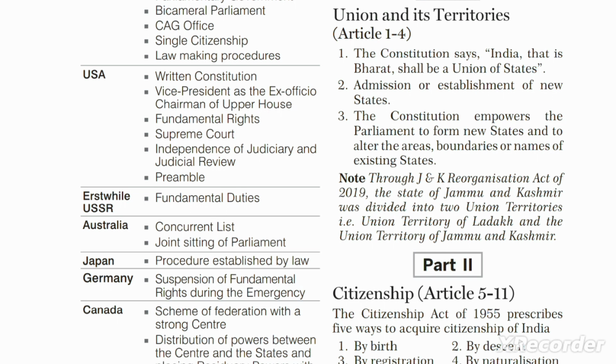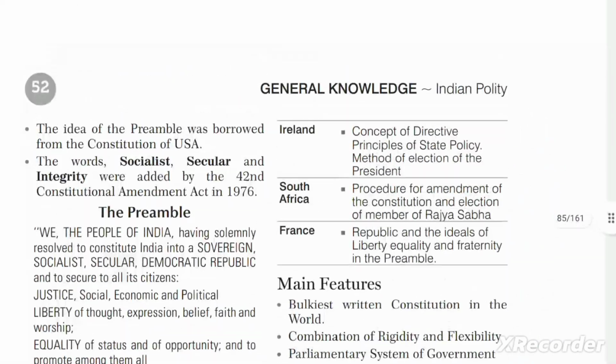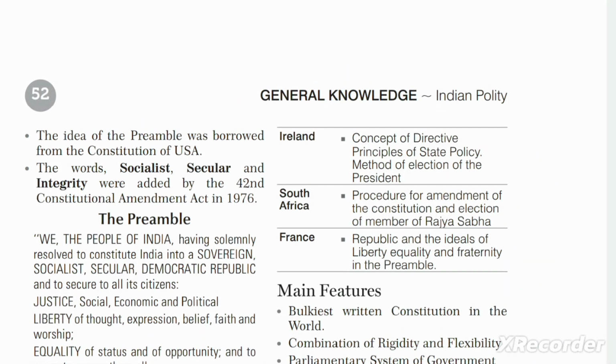Erstwhile USSR: Fundamental Duties. Australia: Concurrent List, Joint Sitting of Parliament. Japan: Procedure Established by Law. Germany: Suspension of Fundamental Rights during the emergency. Canada: Scheme of federation with a strong center, distribution of powers between the center and the states, and placing residuary powers with the center. Ireland: Concept of Directive Principles of State Policy, methods of election of the President. South Africa: Procedure of amendment of the Constitution and election of members of Rajya Sabha. France: Republic and the ideals of Liberty, Equality and Fraternity in the Preamble.